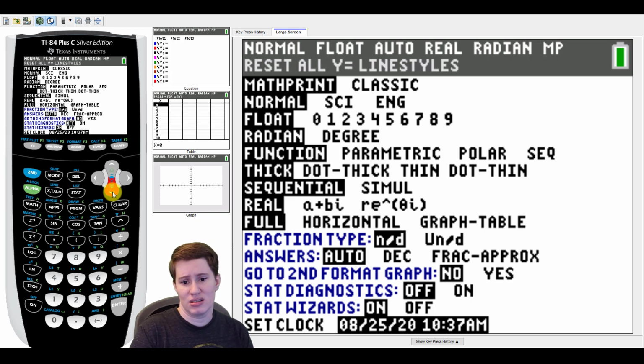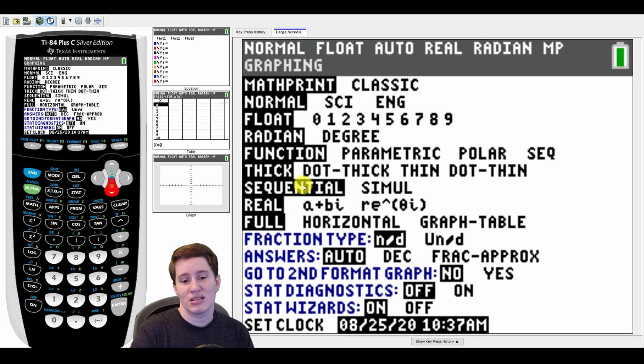This next one, thick, dot thick, thin, and dot thin, I'm guessing that this has to do with when we graph lines, what the lines look like. And I've never changed this setting before, so I don't know what the difference would be exactly. I would assume that we probably want to keep it on thick.